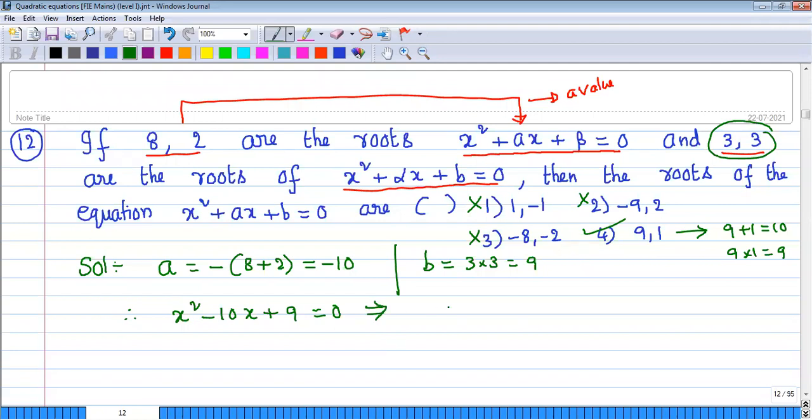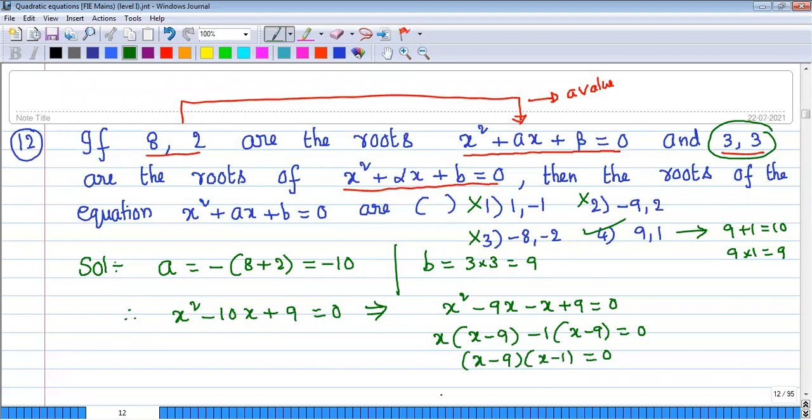Or we can solve this one like this. x square minus 9x minus x plus 9 is equal to 0. Taking x common, we have x minus 9, minus 1 common, x minus 9 is equal to 0. So we can write x minus 9 into x minus 1 equals 0. Therefore we get x is equal to 1 or 9. That's why the fourth option is the right option.